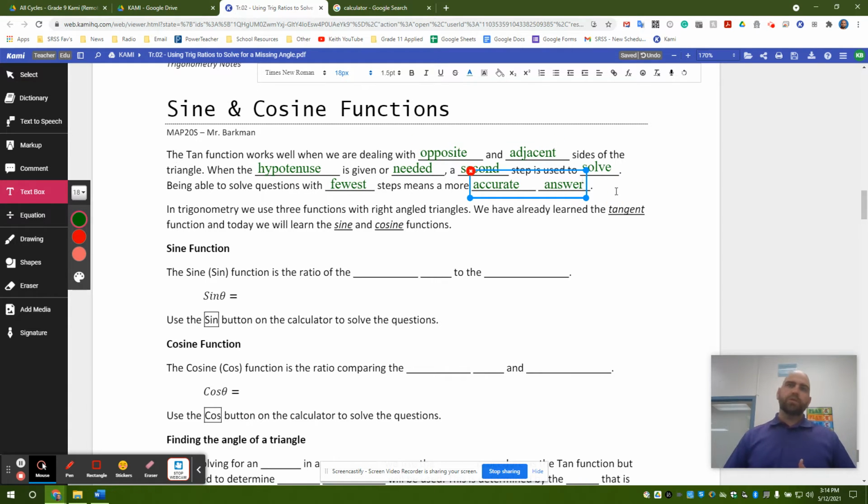What that means is that we want to try to find a way to not have to do two steps, we only want to do one step. We'll go through multi-step questions later on as well, but we want to try to find ones where we only have to do one step.